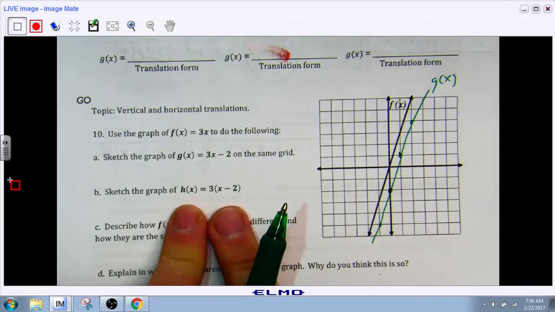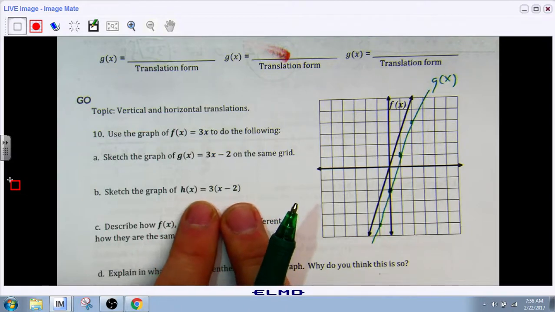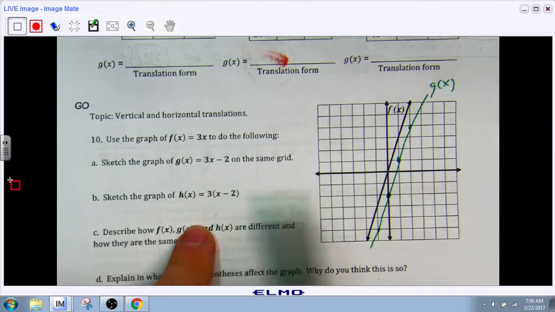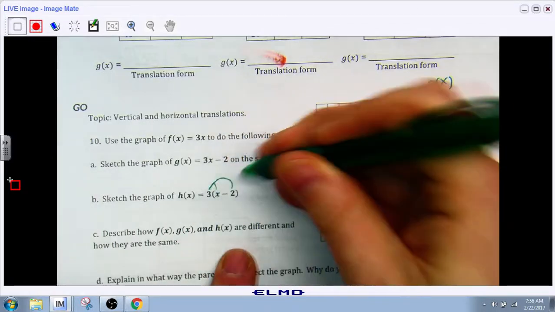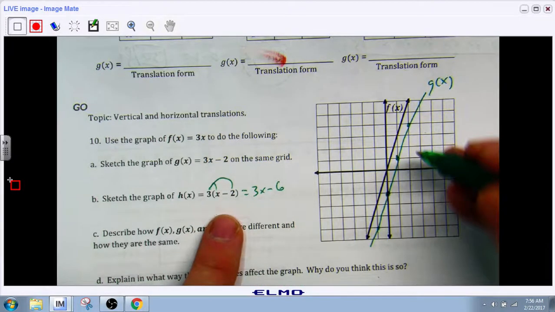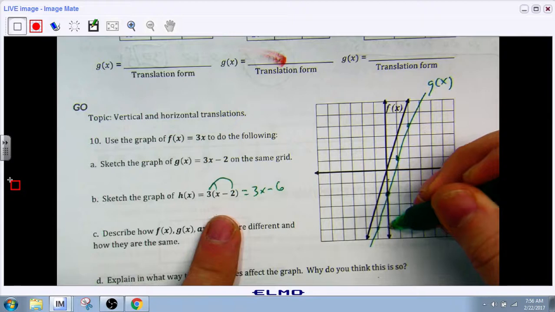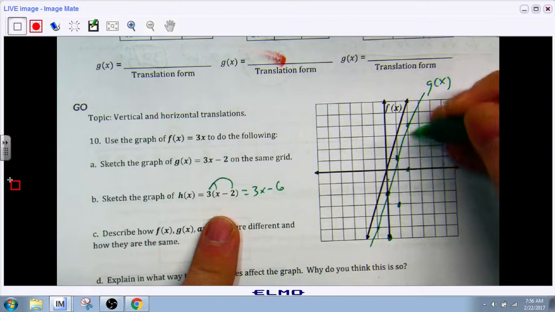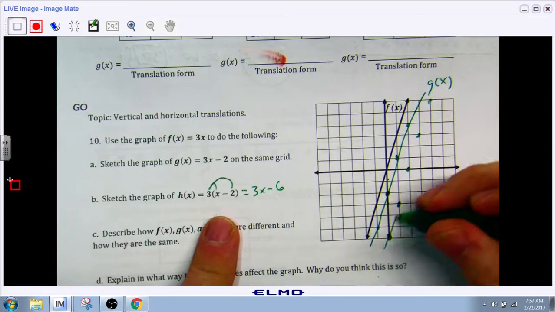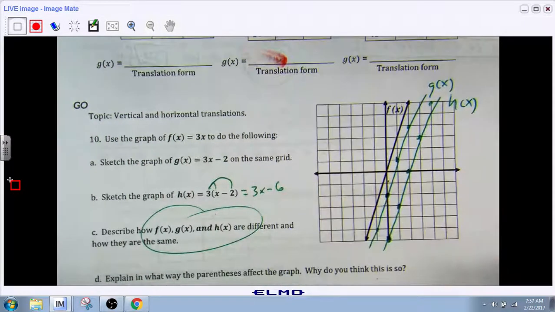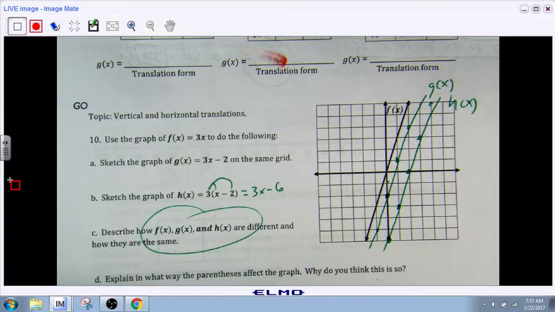And now it wants us to graph h of x, which is 3 times x minus 2. Uh-oh. So now we're putting the minus 2 inside with the x, and then we're distributing the 3 to it. So let's look at what happens. This becomes a 3x minus 6. Okay? So now we have to go down 6. 1, 2, 3, 4, 5, 6, all the way on the bottom, and then we go up 3 over 1, up 3 over 1, up 3 over 1, up 3 over 1. And this produces our h of x, okay? And then you're going to have to look at it, describe their similarities and differences, and we'll go from there.